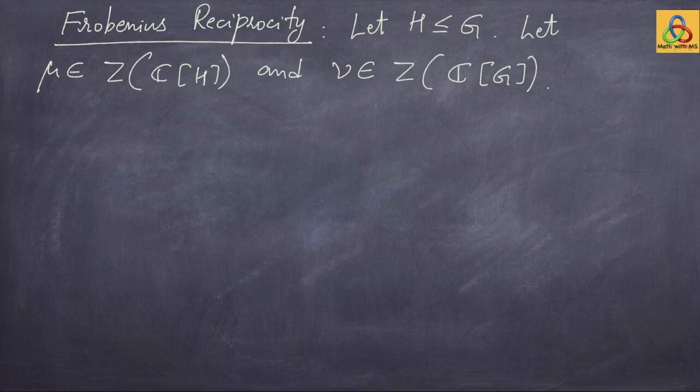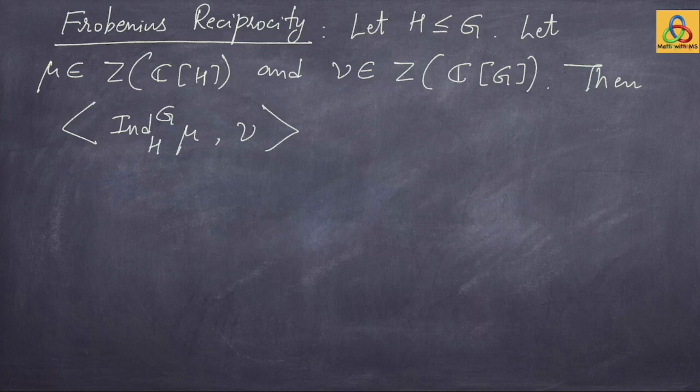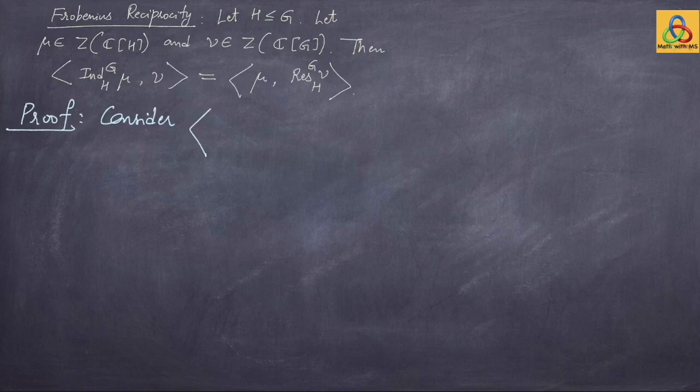There is this nice reciprocity law here. Look at the induction of mu from subgroup H to G. Then it becomes a class preserving function, by the preceding proposition, on the whole of the group G. And therefore you can talk about its inner product with another class preserving function of the group G, with nu. This will be some complex number. This is the same as taking mu, which is a class preserving function on the subgroup H, and considering the restriction of nu from G to the subgroup H and taking its inner product with mu. So consider this inner product, induction of mu from the subgroup H to the group G and its inner product with nu.